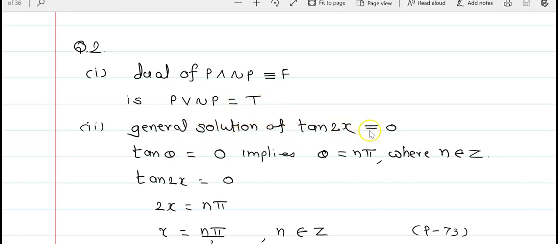The general solution of tan 2x = 0. Tan theta = 0 implies that theta = n pi, where n belongs to the set of integers. So tan 2x = 0 means 2x = n pi, where x = n pi upon 2 and n belongs to the set of integers. It is on page number 73.